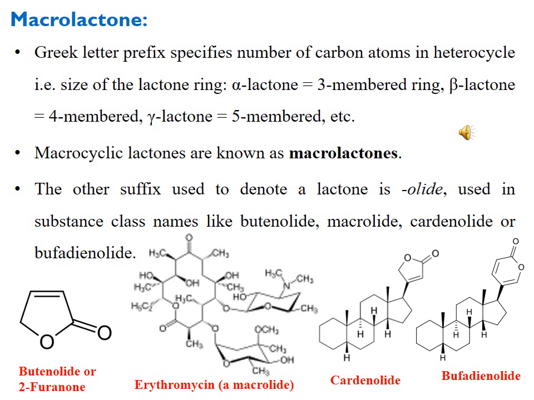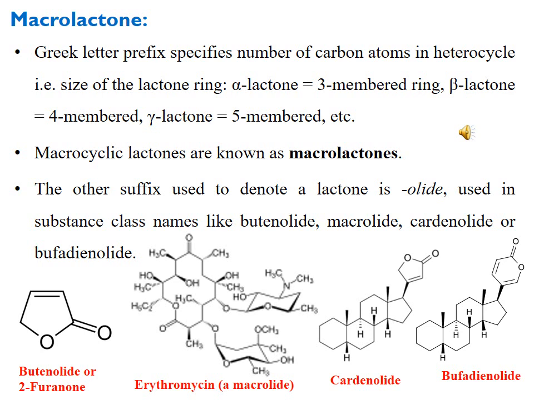Butane means 4 carbons. Here you can see the 5-membered ring in which 4 carbons are involved, 1 of the ester linkage and 3 other carbons. And butene, because 1 double bond is there, therefore it is termed as butene. Olide is the suffix for lactone. So overall this moiety is termed as butenolide.